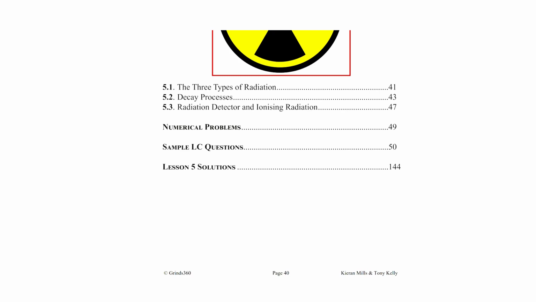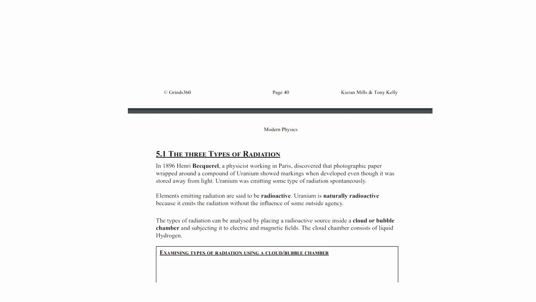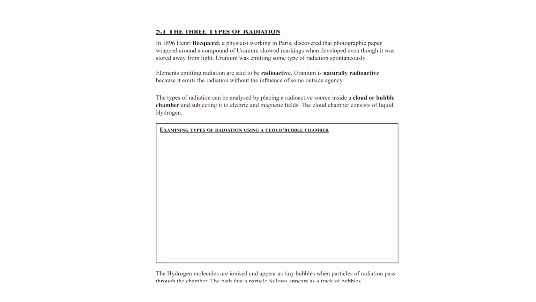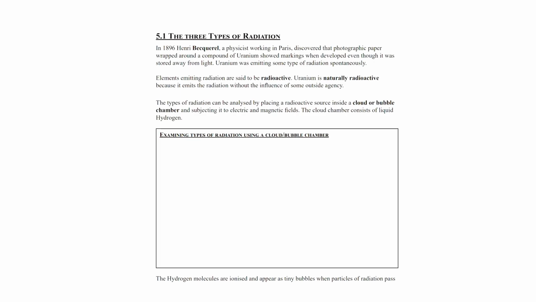So go to your notes on that section. Lesson 5 part 1, the 3 types of radiation. You're going to draw a cloud or bubble chamber in the space provided. So let's get to telling the story.